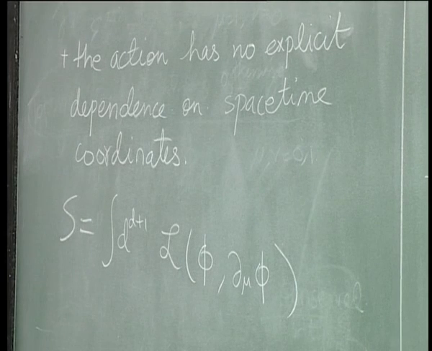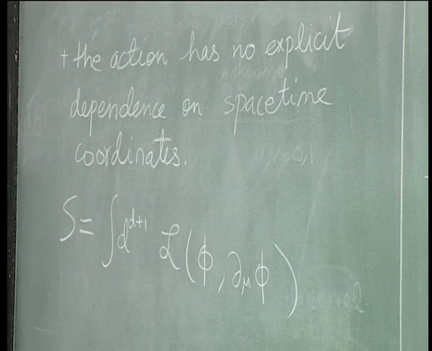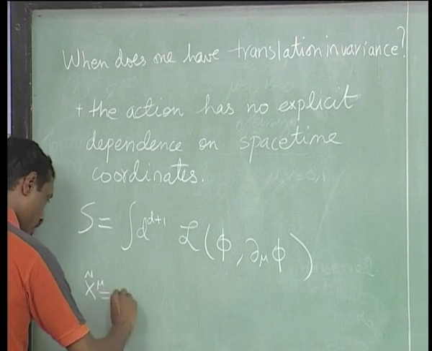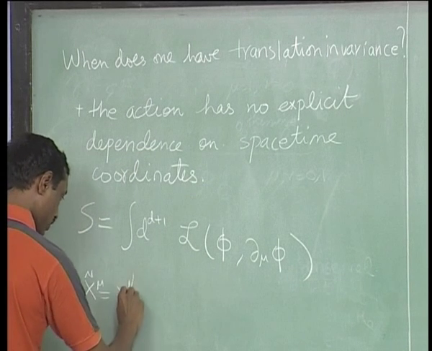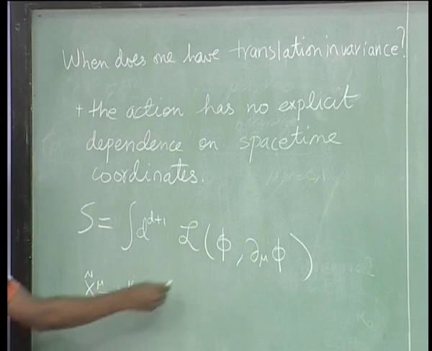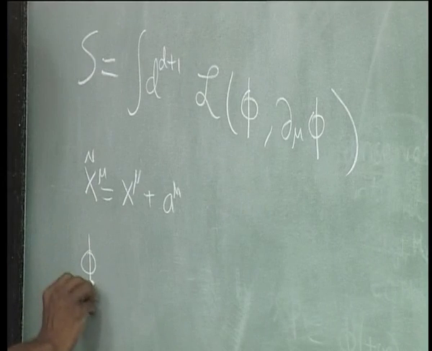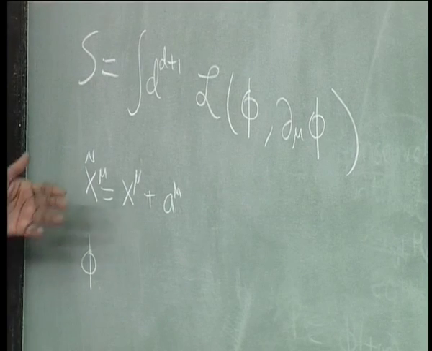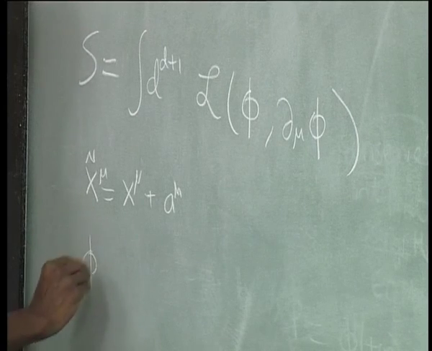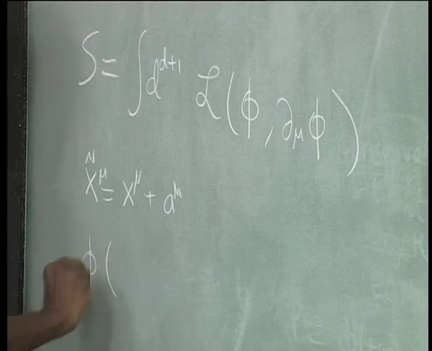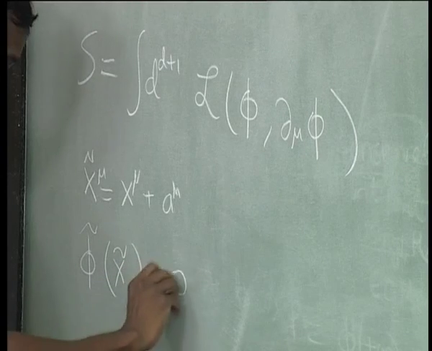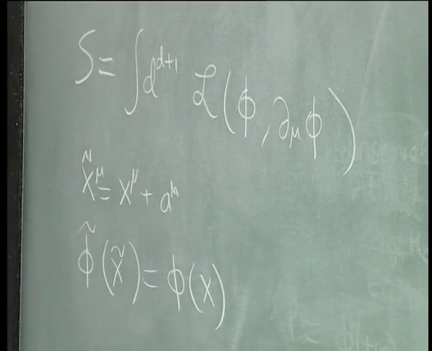So now let us go back to these symmetries and ask what happens. Let us say that x tilde mu is x mu plus a mu. What does that imply for the field phi? If you make such a coordinate transformation, it is a scalar field, so you just define phi tilde of x tilde to be nothing but the field phi of x.